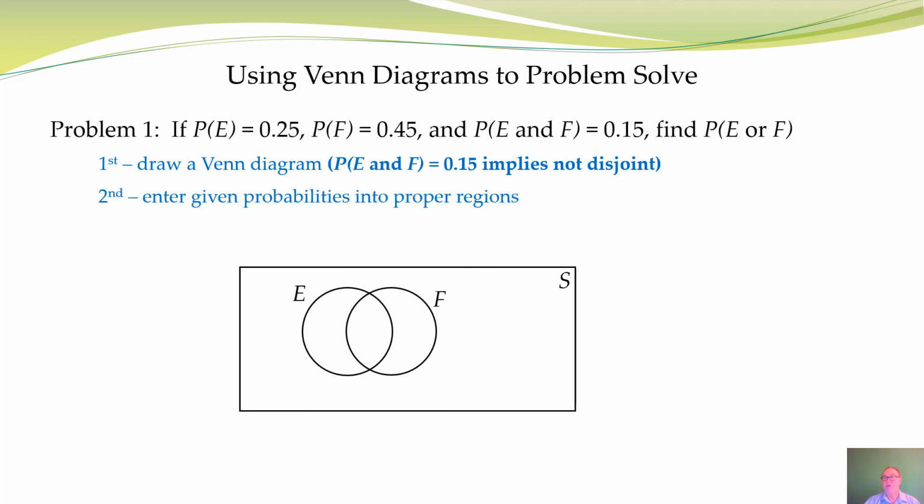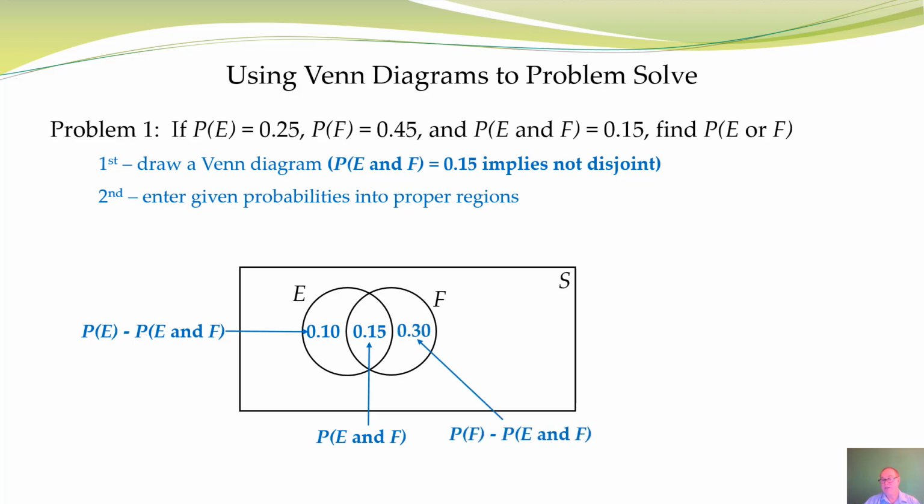Second, enter the given probabilities into the proper regions. Always start in the center. So the probability of E and F is 0.15. Now I want to move out. The probability of E was 0.25, but remember, that's two sections added together, so I take the probability of E and subtract the probability of E and F to get that region. On the other side, it's the probability of F minus the probability of E and F, 0.3.